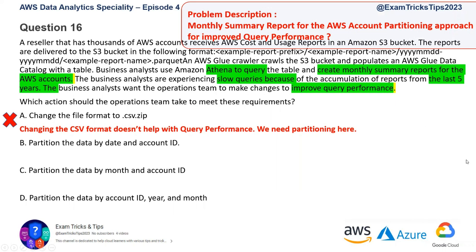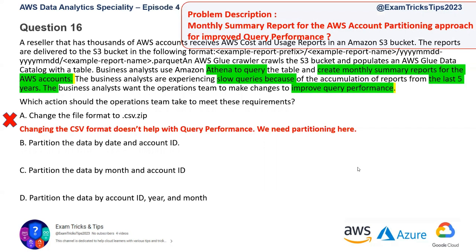Let's look at option B. The rest of the options are talking about partitioning the data, which is great because that's what we need here. We have lots of data files in S3, and we want to organize them in such a way that the query performance is optimized. Going back to the requirement, we need to create monthly summary reports for the AWS accounts. If I want a monthly report for account A, account B, the partition should be accounts and the date, and within date we want it monthly and not daily. So month should be part of the partition. That is a key here.